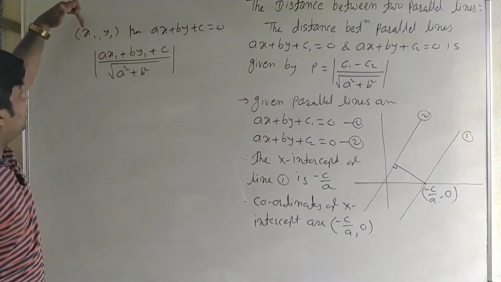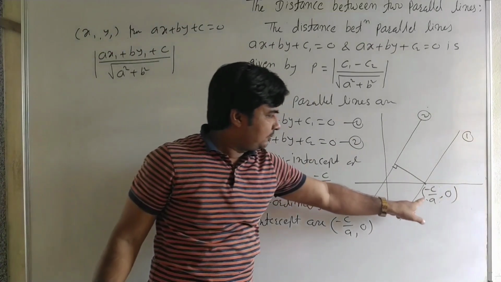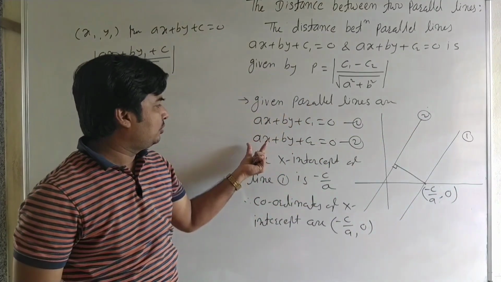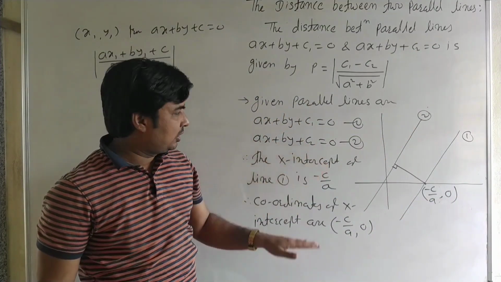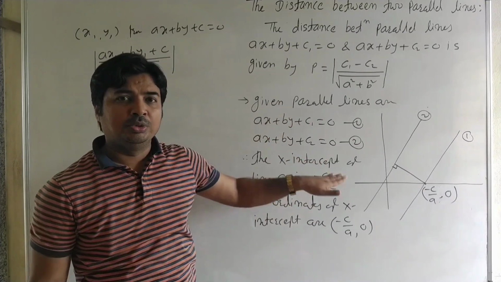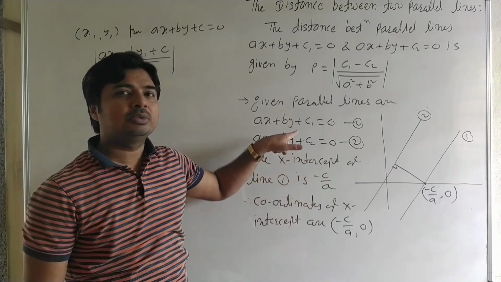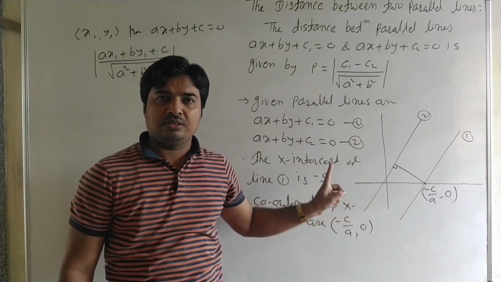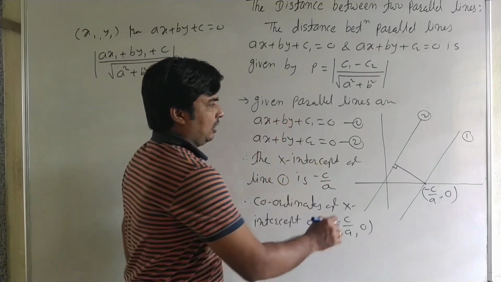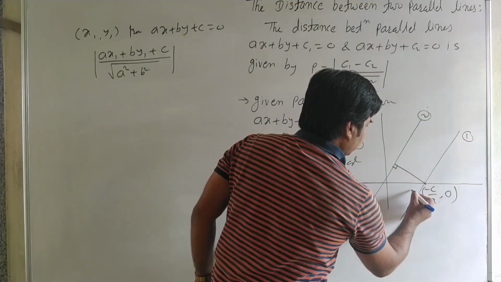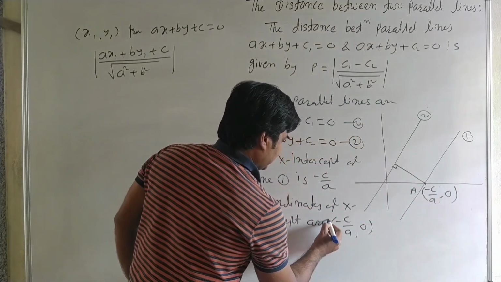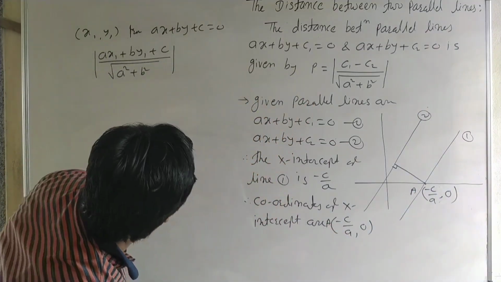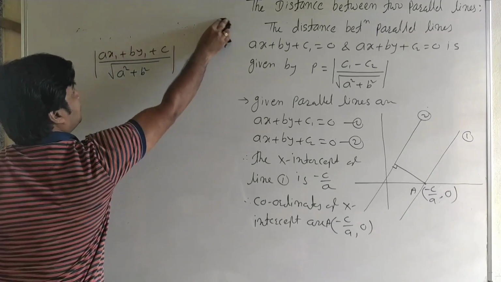Now here x1 comma y1 is the point minus c by a comma 0, and the line is line 2, ax plus by plus c2. Therefore, distance between parallel lines means the distance of the x intercept of line 1 from the line 2. So take the name of the point, suppose it is A. That is the distance of point A from line 2. Okay, here see the formula for the perpendicular distance.